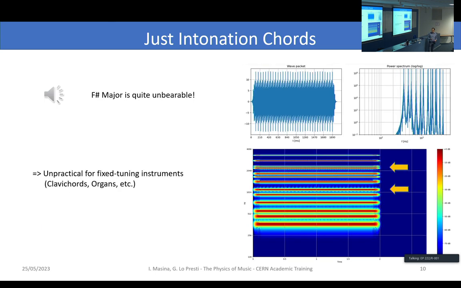But then what happens if I go to something like an F sharp major, so all on the sharp tones? You get beatings on the fifth and on the third. So this is just to be unused or avoided as much as possible. The problem is that a choir can sing at this level and tune, but if you have a fixed tuning instrument, like a piano, an organ, a clavichord, you cannot retune all the time. You tune in a way and then that's it.